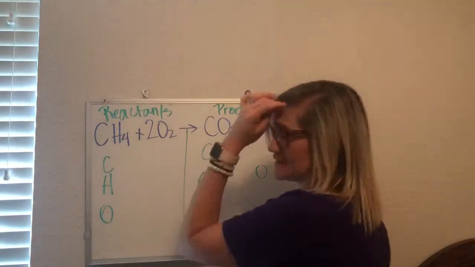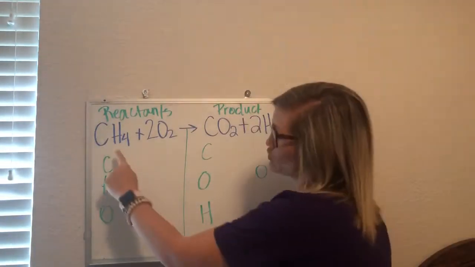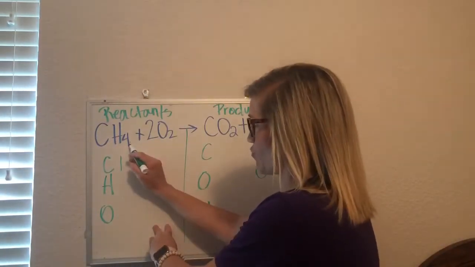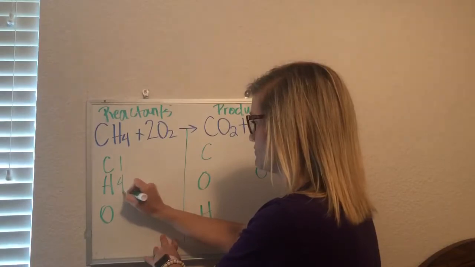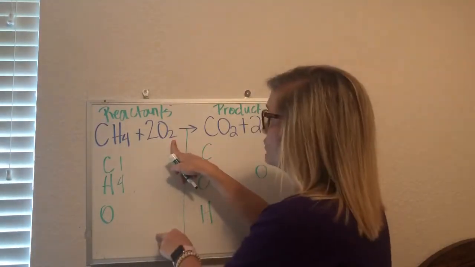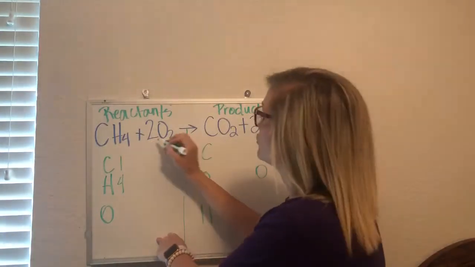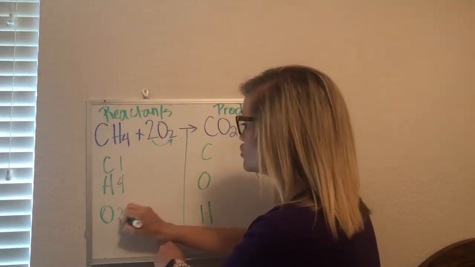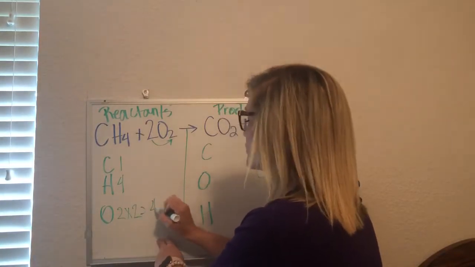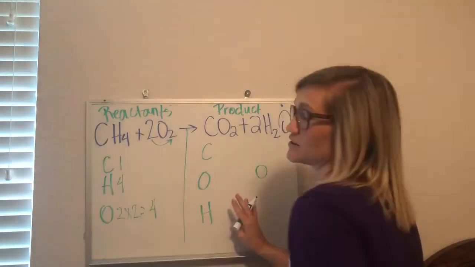Now, let's count our atoms per element. There's 1 carbon atom here. There are 4 hydrogen atoms right here. Now there's 2 oxygen atoms, but we also have a coefficient. So you multiply that. So 2 oxygen atoms times 2 is 4. So we're done with the reactant side.